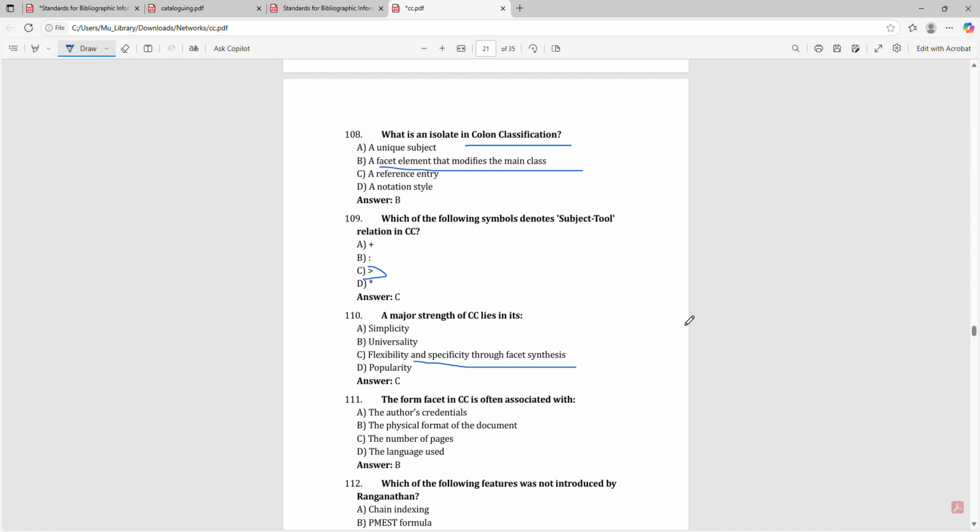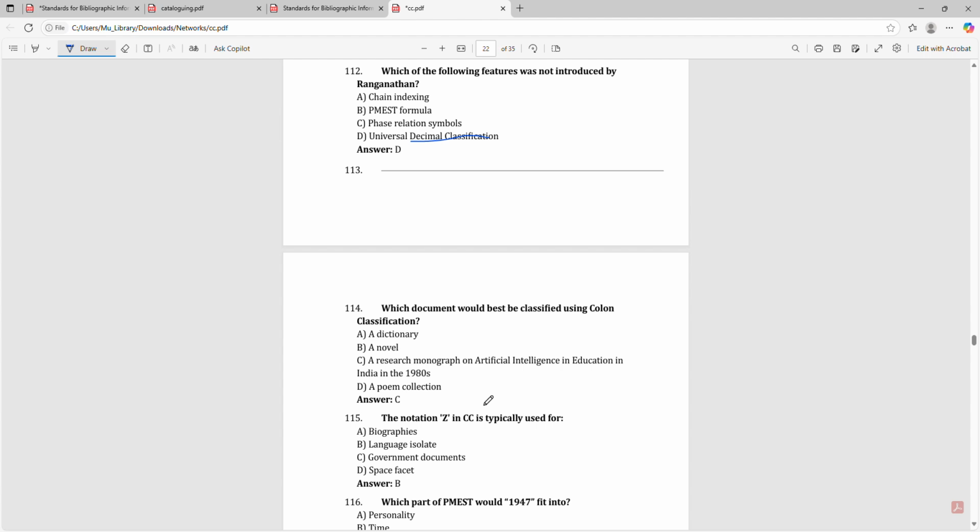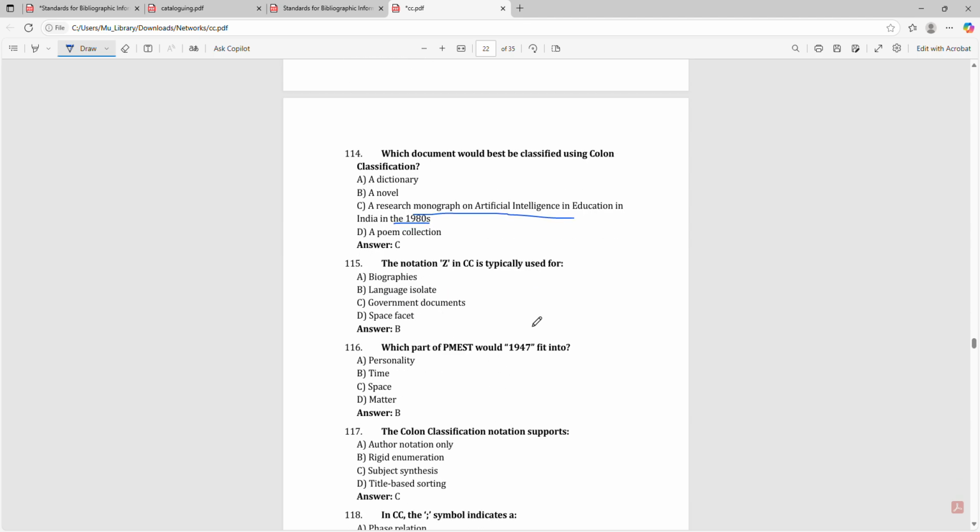The form facet in CC is often associated with the physical format of the document. Which of the following features was not introduced by Ranganathan? That is UDC. Which document would be best classified using CC? That is a research monograph on artificial intelligence in education in India in 1980. The notation Z in CC is typically useful for the language isolate. Which part of PMEST would 1947 fit into?